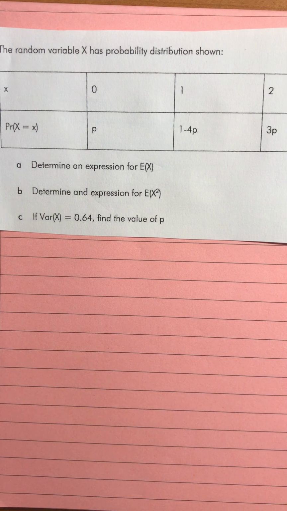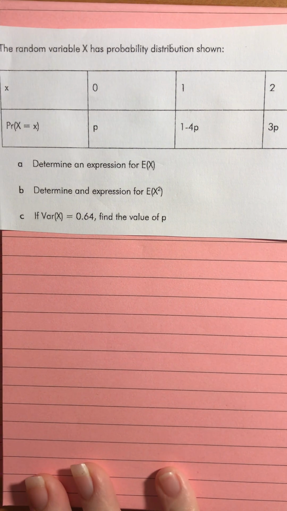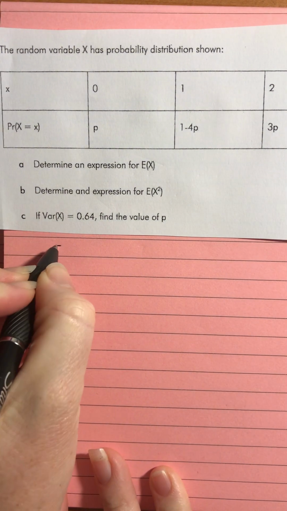Okay, having a look at another one where we have a probability distribution table. This time we've got some unknowns in our probability section. So our first question is asking us to find an expression for E(X).